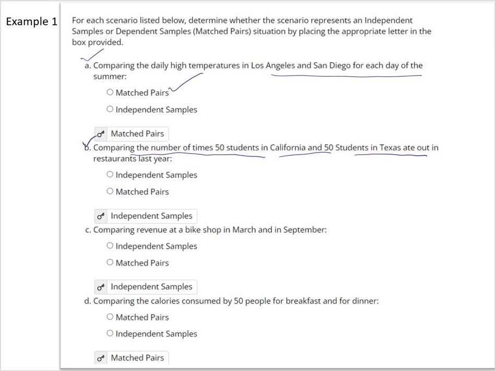Okay, and then moving on to the third one: comparing revenue at a bike shop in March and September.